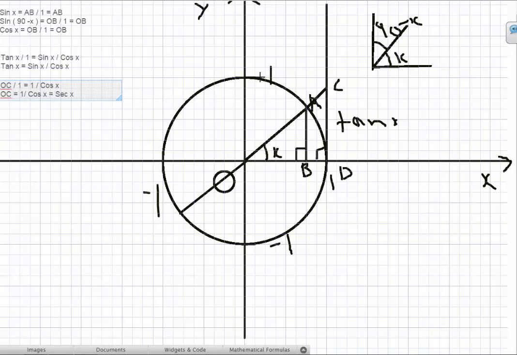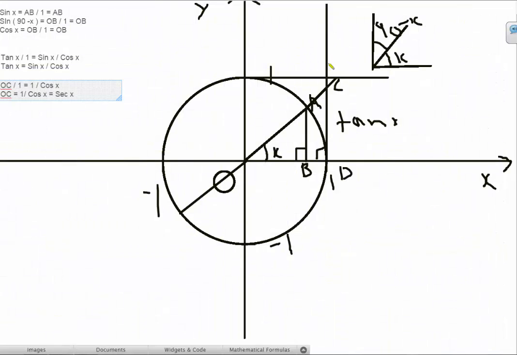Alright, so let's draw a tangent at y equals 1, and then we extend this line OA to intersect this new tangent. And let's call this point D. No, we already have used D. Let's call it E, and let's call this point F. This is a 90-degree angle, as you can see, and FE and OD are parallel, therefore this angle is also x, and hence this angle is 90 minus x.